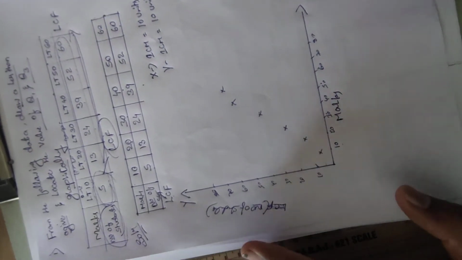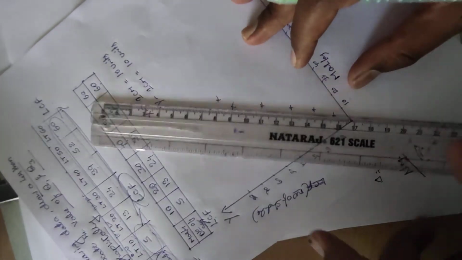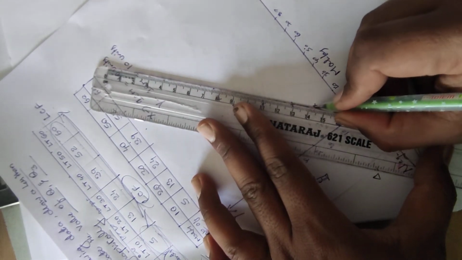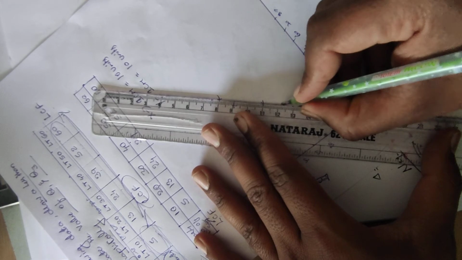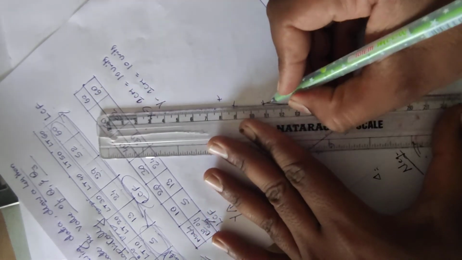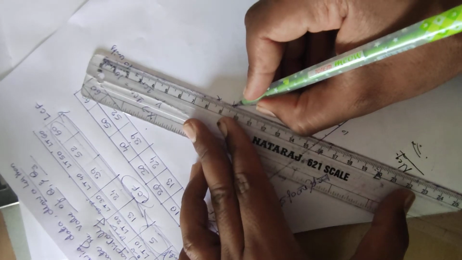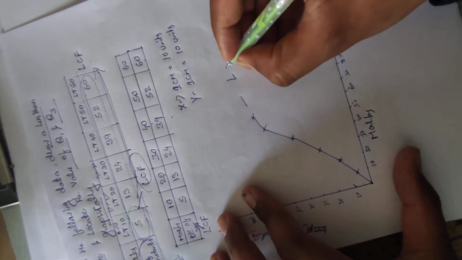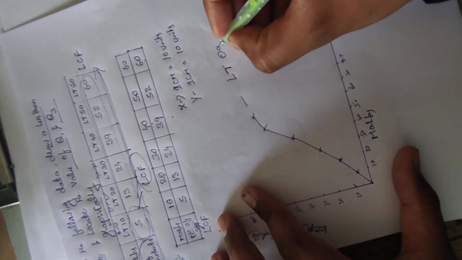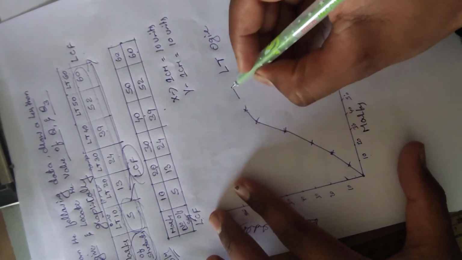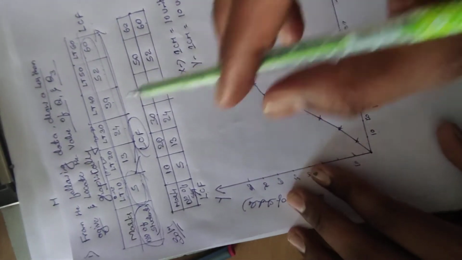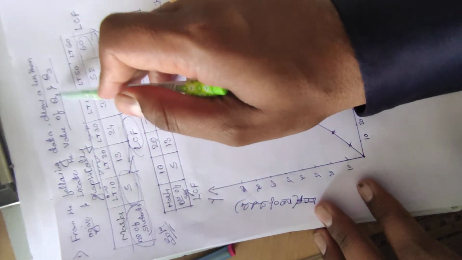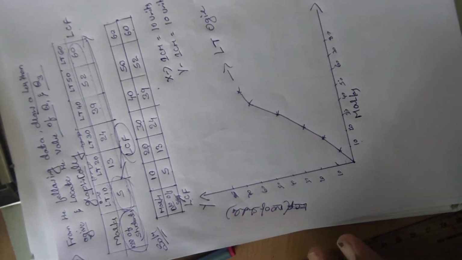First we have to identify the values. Next we have to connect. This is called a less than ogive. Okay, students. First we have to draw a less than ogive, and that is over. Next we have to locate the values of Q1 and Q3, quartile 1 and quartile 3.